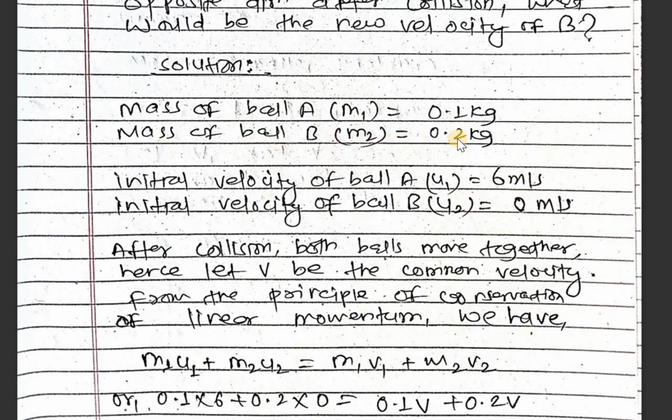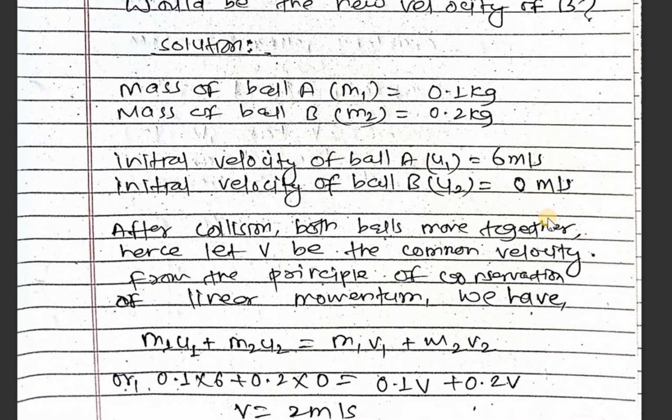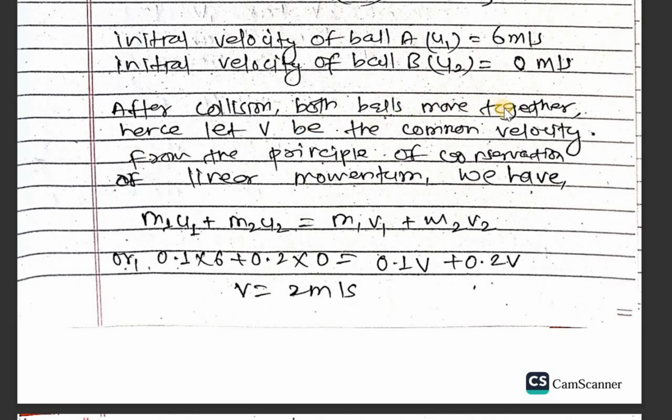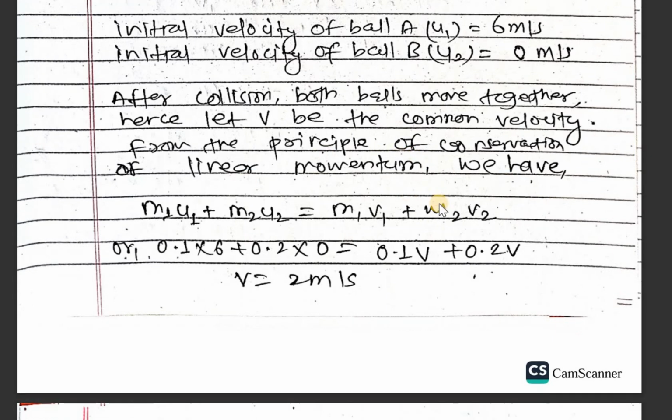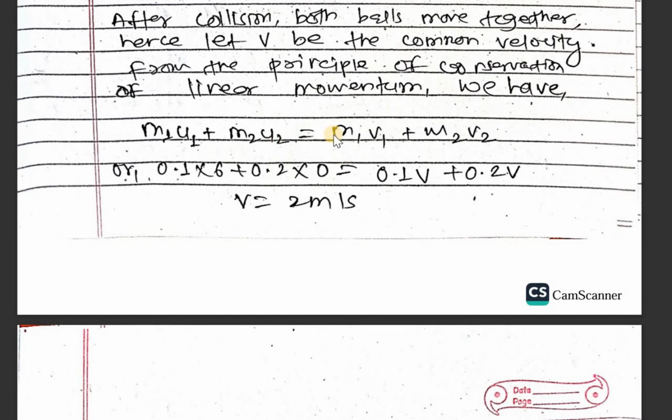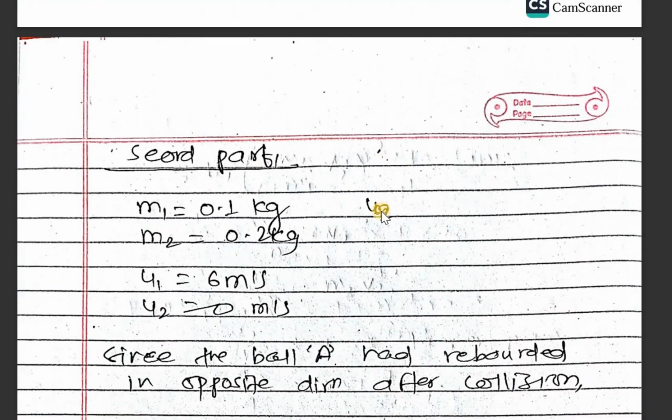Mass of A, m1, 0.1, mass of B, m2, 0.2. Initial velocity of ball A, u1 equal to 6, and initial velocity of ball B, u2 equal to 0. After collision, both balls move together, hence let v be the common velocity. From the principle of conservation of linear momentum, m1 u1 plus m2 u2 equal to m1 v1 plus m2 v2. So put all these values, you can get v, and v equal to 2 meter per second.